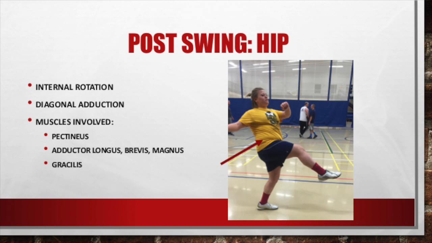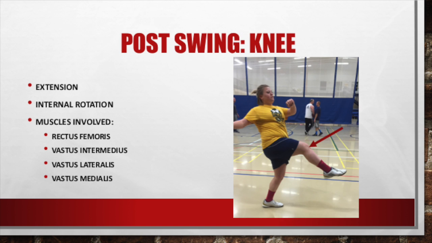During the post-swing phase at the hip joint, the hip is internally rotated and diagonally adducted. The muscles involved are the pectineus, adductor longus, brevis, magnus, and gracilis. During the post-swing phase at the knee joint, the knee is in extension and is internally rotated. The muscles involved are the rectus femoris, vastus intermedius, vastus lateralis, and vastus medialis.